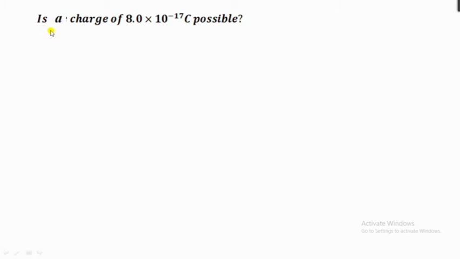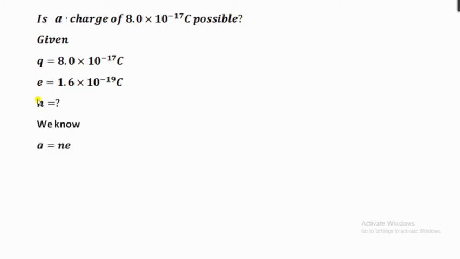This question is saying, is a charge of 8.0 into 10 to the power minus 17 coulomb possible? Out here total charge is given, that is 8.0 into 10 to the power minus 17, and we know the charge of electron, we have to find number of electrons, and if this N is an integer, this charge is possible. If it is not an integer, it is not possible.